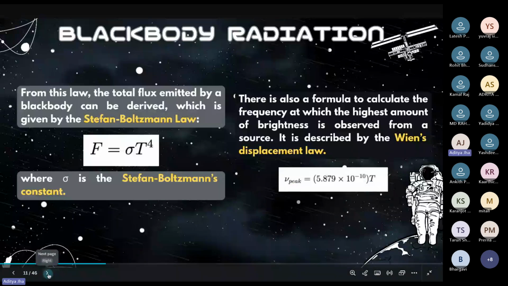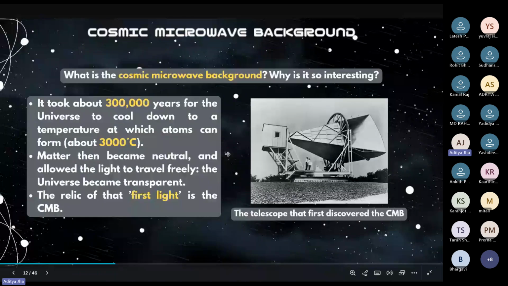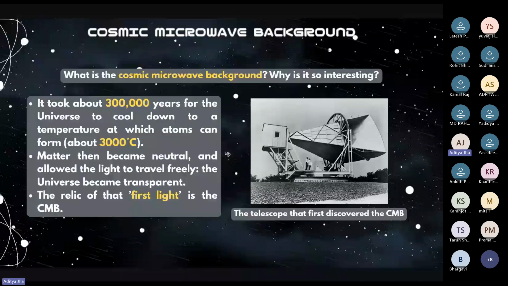And so let's move on to talking about the cosmic microwave background. The cosmic microwave background is basically this light that is present in the entire space. After the Big Bang, it took about 300,000 years for the universe to cool down to a temperature at which atoms could form. And that temperature was about 3000 degrees Celsius. After that, matter became neutral and light could travel freely. Basically, the universe became transparent. And this first light that came after matter became neutral is called the cosmic microwave background.